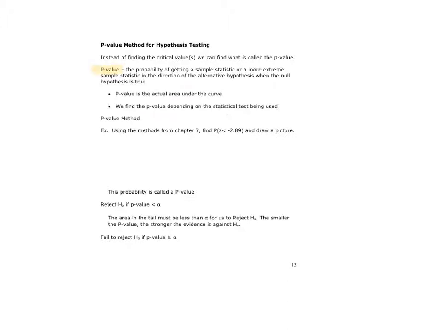The p-value is the probability of getting a sample statistic or a more extreme sample statistic in the direction of the alternative hypothesis when the null hypothesis is true. The p-value is the actual area under the curve, and this is going to be in the direction of the alternative compared to the test statistic.